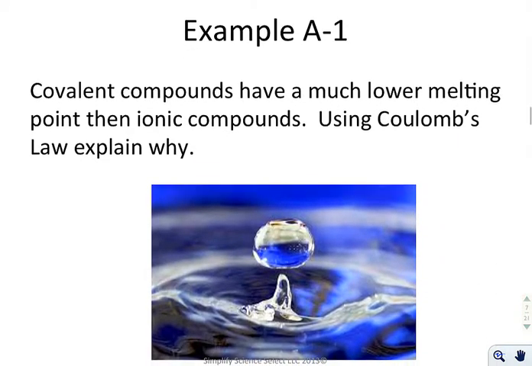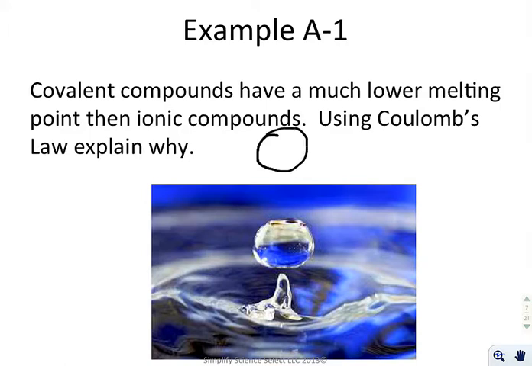So the first thing we have, it says covalent bonds have a much lower melting point than an ionic bond. And it says, using Coulomb's law, explain why. And so we need to get into a little bit more about what a covalent bond is. But basically, what you have is two atoms that are sharing an electron. Now, I've drawn them as just atoms. Those aren't oxygens, but we could say they're oxygens for this particular case. And actually, we won't. We'll say it's atoms A and B.